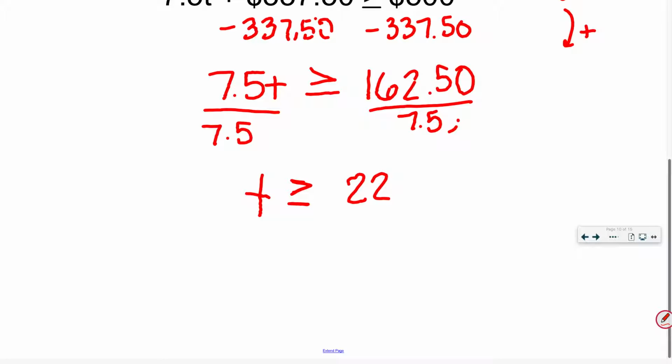What's the problem if I only sell 21? I won't make it to 500. What's the problem if I sell 23? There is no problem, because I want to make at least 500. What if I sell 22 exactly? That's great.